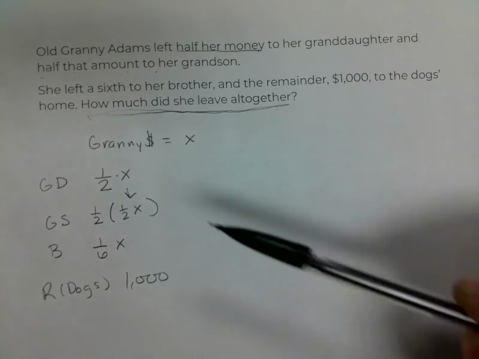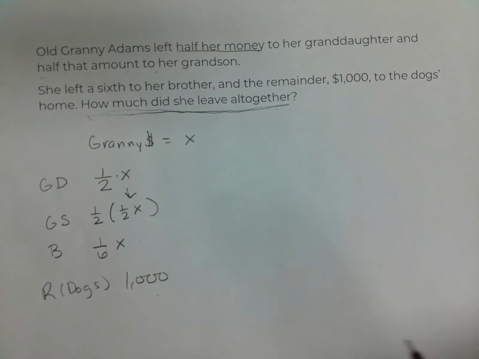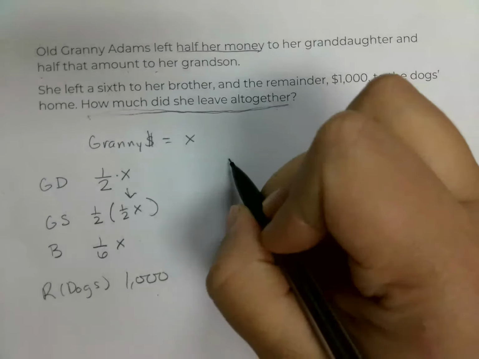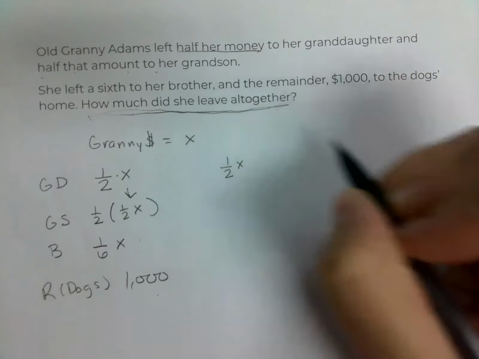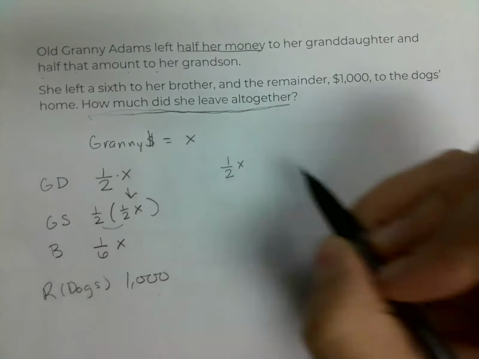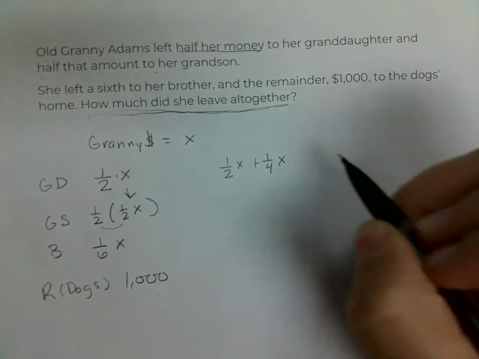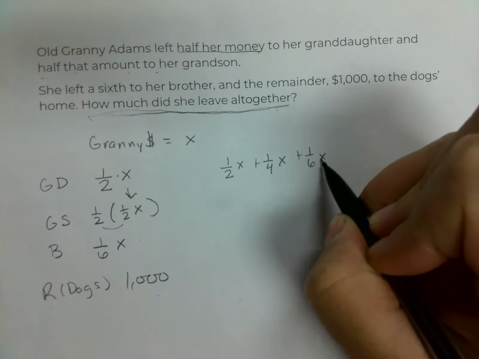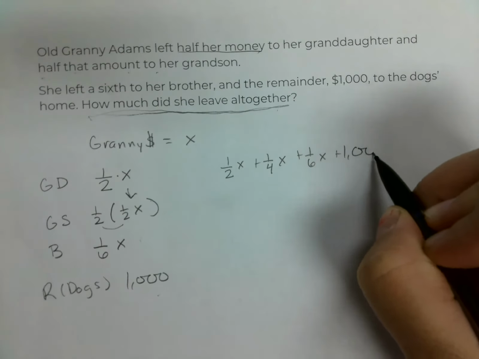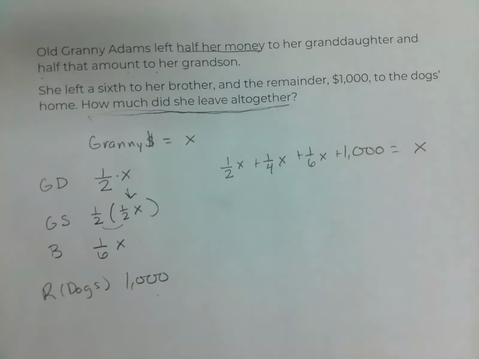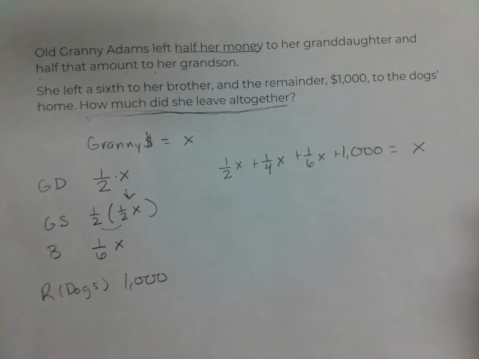So one thing we can do, all of these things should add up to Granny's money. If we add these all together, how much the granddaughter has, I'm going to multiply these together, plus how much the grandson has, plus how much the brother has, and the dogs, that should be equal to Granny's money. Now I actually try to figure out what X is equal to.